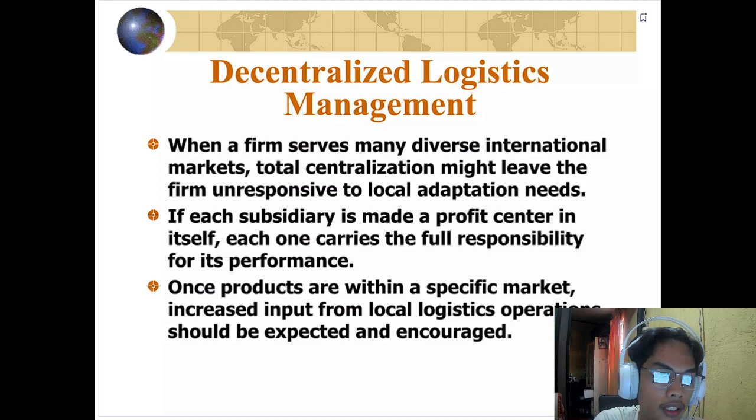So, next one is decentralized logistic management. When a firm serves many diverse international markets, total centralization might leave the firm unresponsive to local adaptation needs. If each subsidiary is made a profit center in itself, each one carries the full responsibility for its performance. Once products are within the specific market, increased input from local logistic operations should be expected and encouraged.